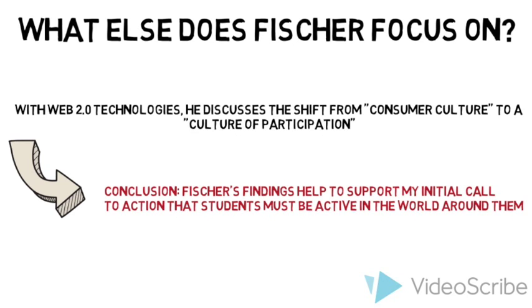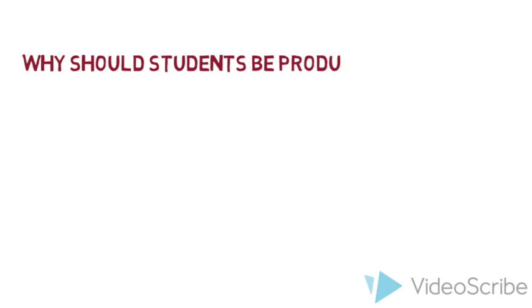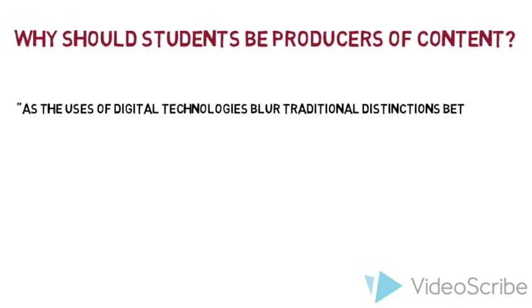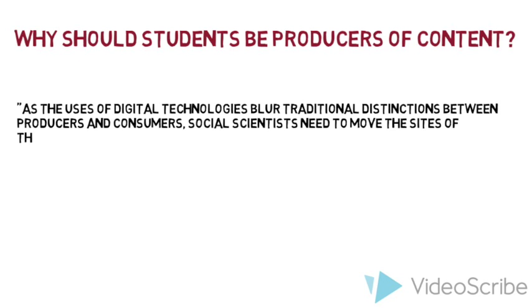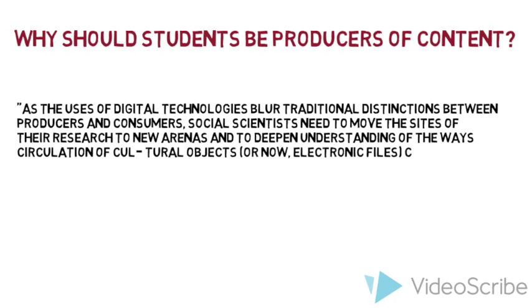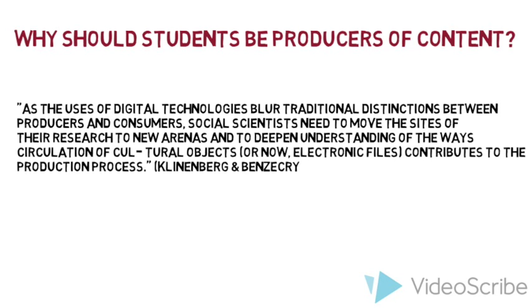So yes, we've determined that students should be producers as well as consumers of media. That's great, but where's the evidence? Why should we do this? As the users of digital technologies blur traditional distinctions between producers and consumers, social scientists need to move the sites of their research to new arenas and to deepen understanding of the ways of circulation of cultural objects, or now electronic files, and how they contribute to the production process. And that's by Kleinberg and Benensky.